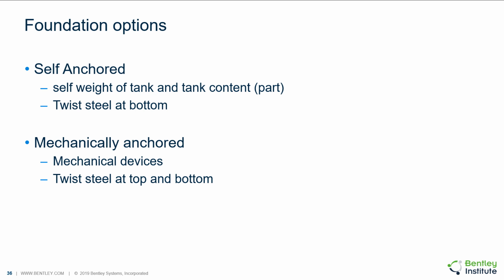There is also a difference in the way the twist steel is provided. For self-anchored, the twist steel is provided at the bottom of the ring wall, whereas for mechanically anchored tanks, the twist steel is provided at both the top and the bottom.